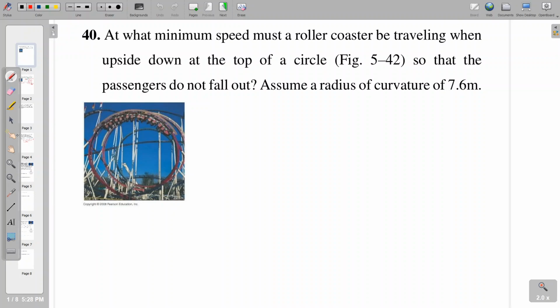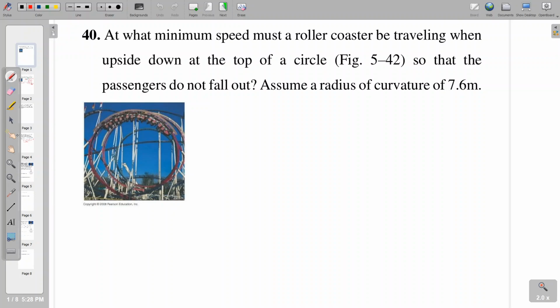Alright, hello everyone. So I wanted to do a couple extra problems on centripetal acceleration and centripetal forces because they're sometimes difficult. You need to do a lot of practice in order to get good at these. So I thought I'd do a few more here in this second supplementary video.